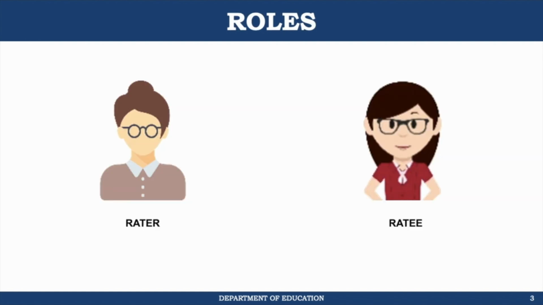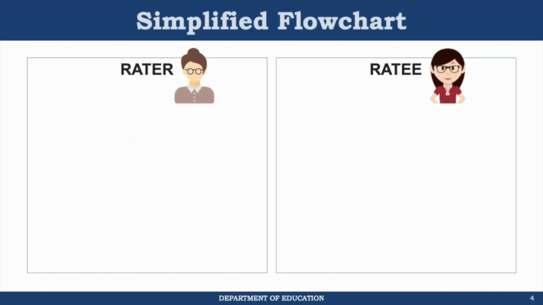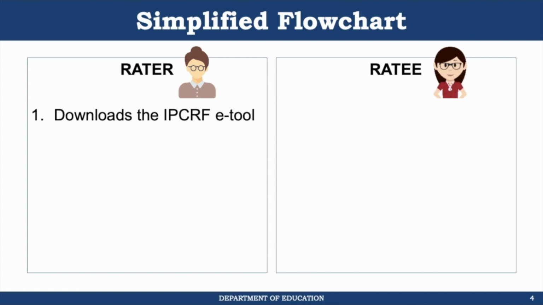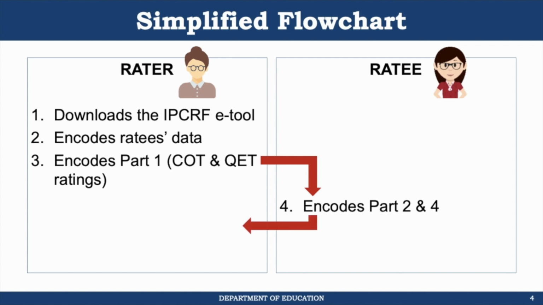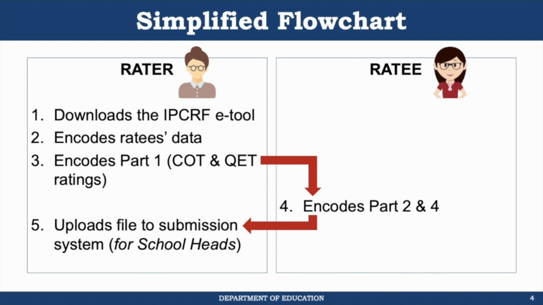So who will be using this tool? There are two types of users, the rater and the ratee. For the purposes of this presentation, I've simplified the flowchart, taking out all the steps that don't necessarily involve the electronic tool while still following the procedures we previously set. First, the rater downloads the eIPCRF electronic tool, encodes the ratee's data, then encodes the COT and QET ratings. At this point, the rater hands the electronic tool to the ratee, who encodes parts 2 and 4, then gives the file back to the rater or to the school head for submission online.